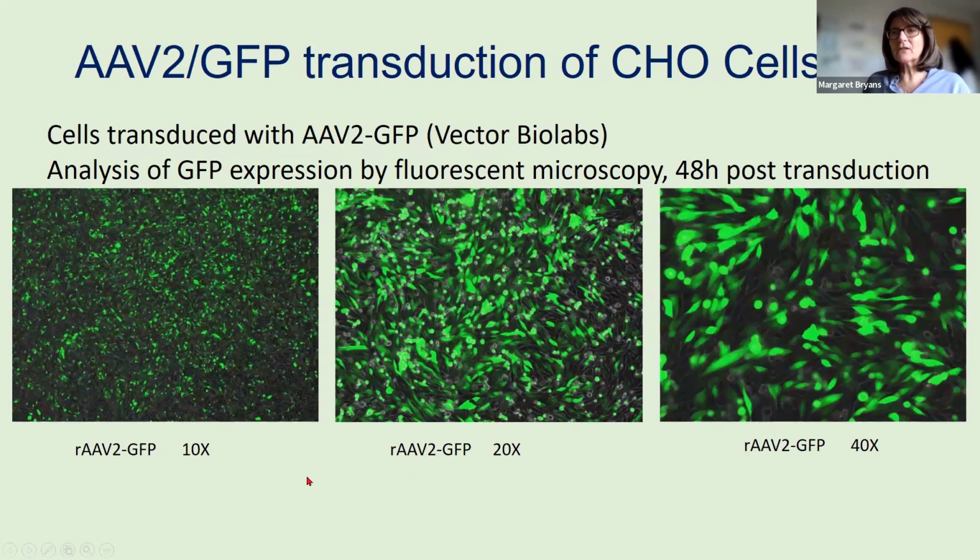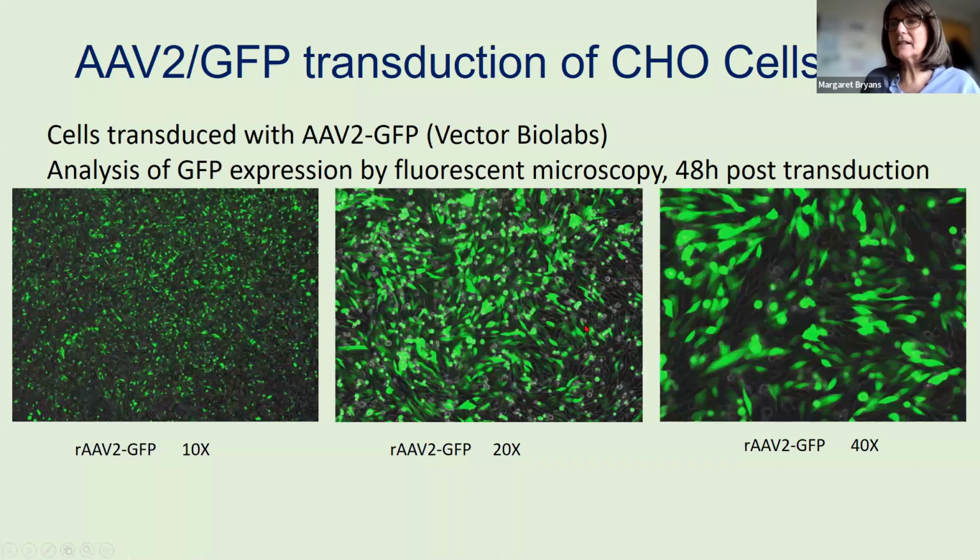So this is what our cells looked like after 48 hours. This is a 10x magnification. You can see many cells have been transduced and are expressing GFP, but obviously we don't have 100% transduction. And then at higher magnifications, this is 20x and 40x. We can see some non-transduced cells, and we can see some very bright GFP-producing cells as well. So this was a quick look to see if the transgenes would actually enter the cell and get expressed, the protein was made, and the protein is fluorescing.